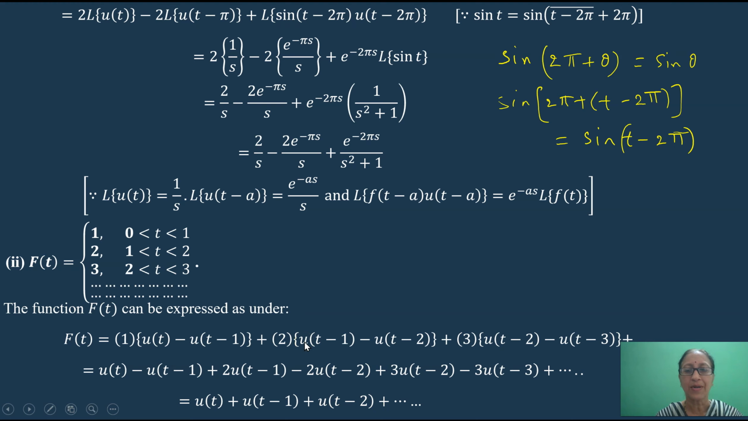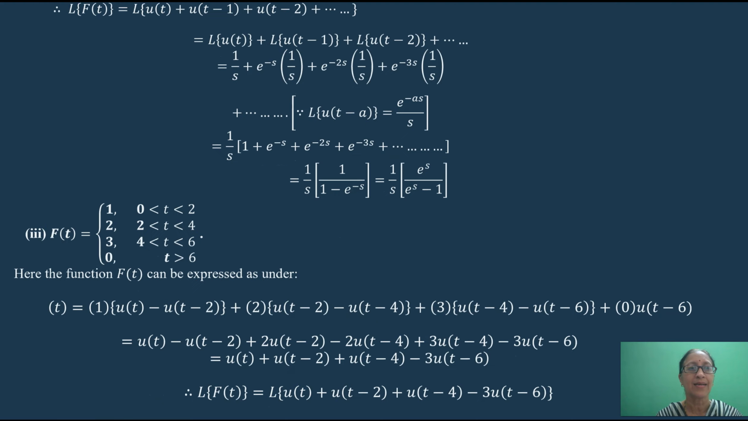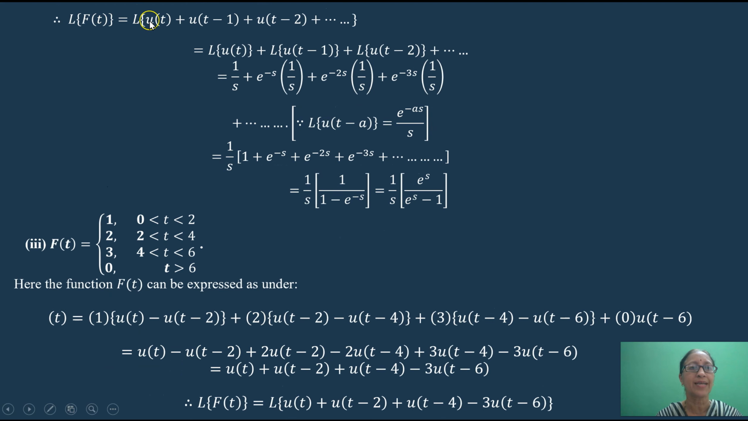Now let us apply Laplace transform on both sides. That is L of capital F of t equal to L of u of t plus u of t minus 1 plus u of t minus 2 plus so on. So Laplace transform of u of t plus Laplace transform of u of t minus 1 plus Laplace transform of u of t minus 2 plus so on, by linearity property.